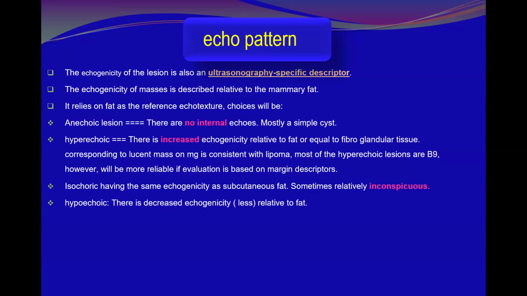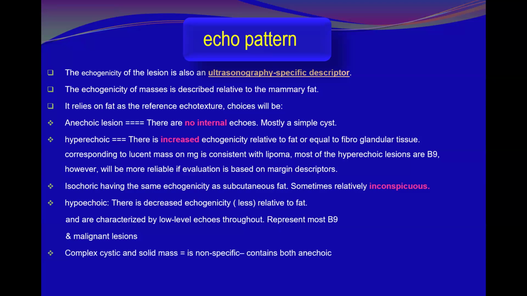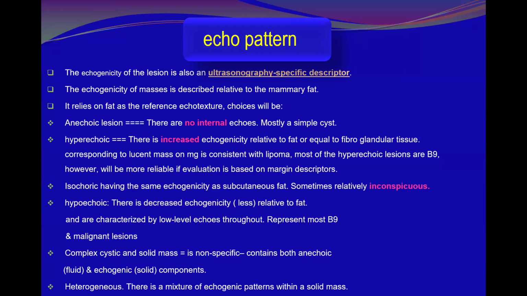When the lesion has less echogenicity relative to the fat, then we call it hypoechoic, and this is the region where most of the breast pathology is present, both benign as well as malignant. A complex cystic and solid mass is non-specific and contains both anechoic fluid and an echogenic solid component.